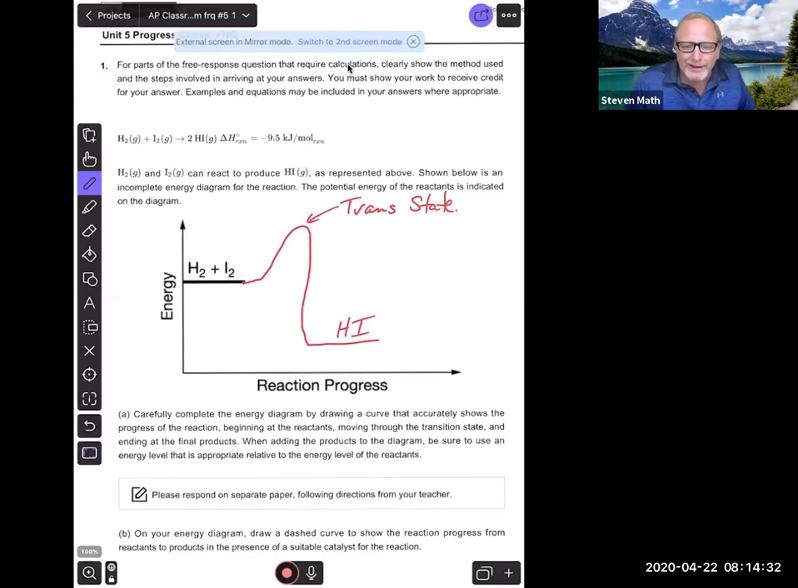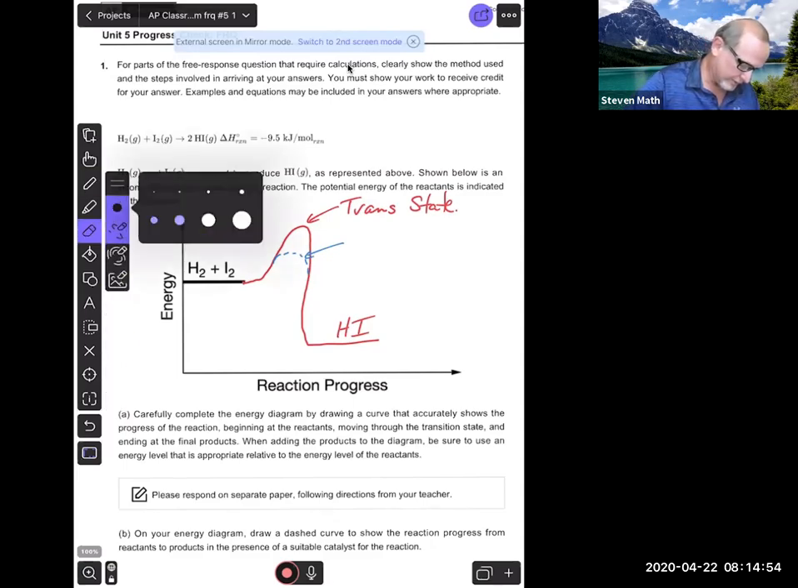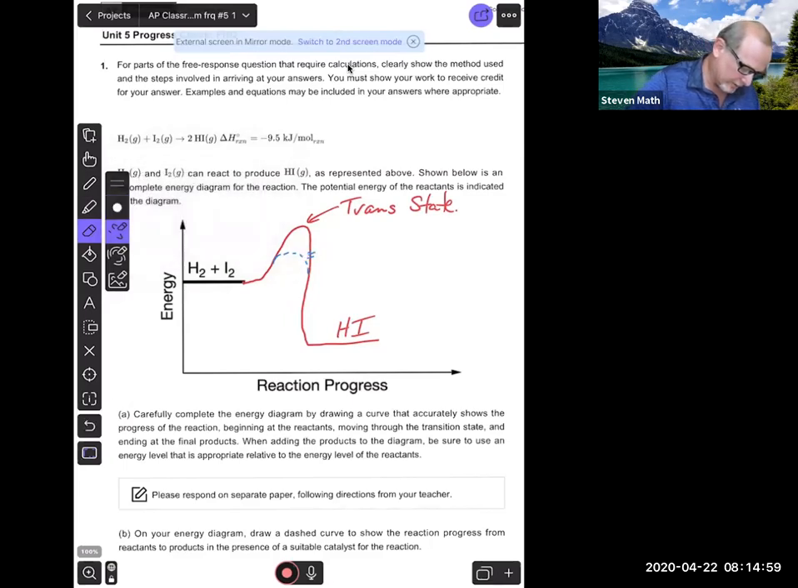And B even gets better. B says, hey, draw a dashed line on the curve. Okay, no problem. Because those are always going to be the catalyzed pathway. Show the progress as a suitable... I don't want that there. I want that over here. There's a catalyst.